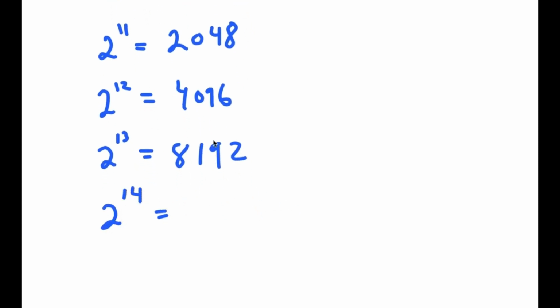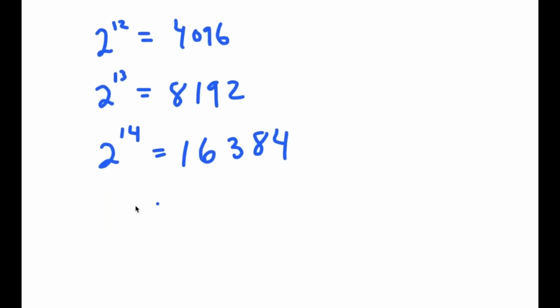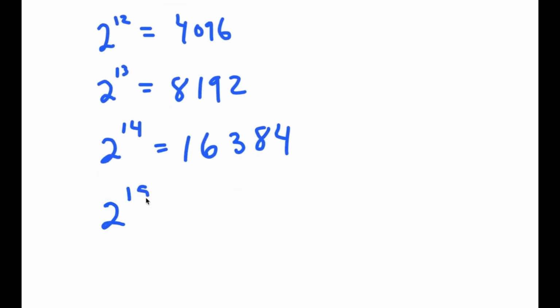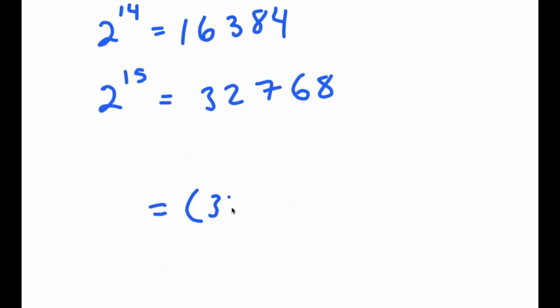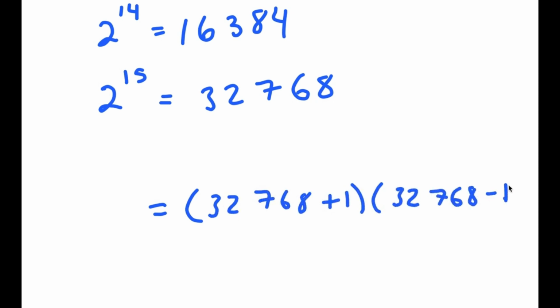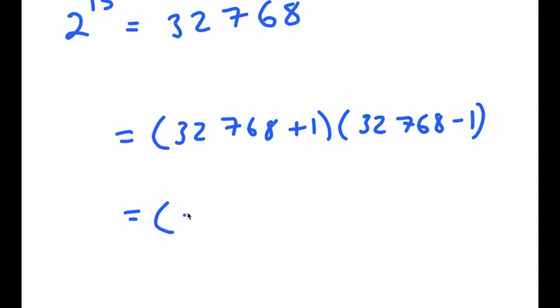2 to the power of 14 is double of that, which is 16,384. And finally, 2 to the power of 15 is double of this, which is 32,768. So I have 32,768 plus 1 times 32,768 minus 1. And now this is equal to 32,769 times 32,767.